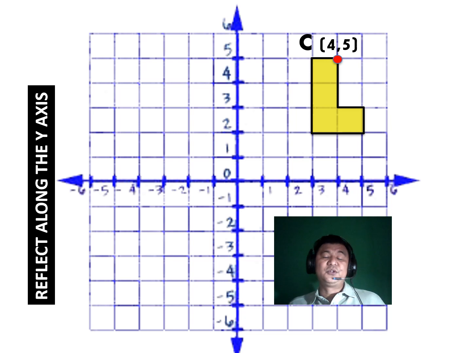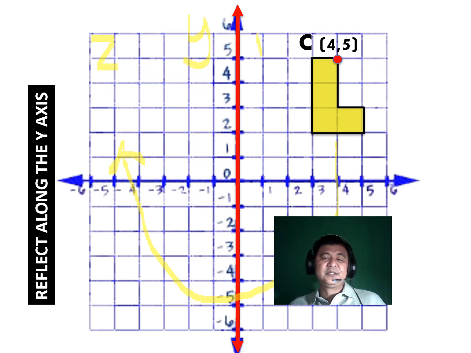Let's now move to the reflection along the y-axis. Check it out. That's the y-axis. Okay, now, from here, we are at 4, 5. That's point C. Our focus is point C now. If I reflect along the y-axis, it will be in which quadrant? This quadrant, and that's quadrant 2. All right, let's see. This is quadrant 1.